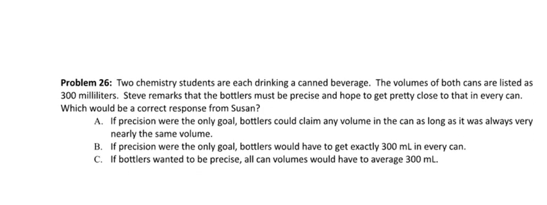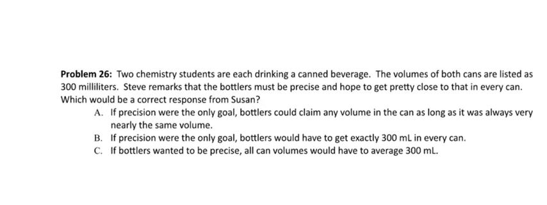Down here it says two chemistry students are each drinking a canned beverage. The volumes of both cans are listed as 300 milliliters. Steve marks the bottlers that must be precise and hopes to get pretty close to that in every can, which would be a correct response from Susan. If precision were the only goal, the bottlers would claim any volume as long as it was always very nearly the same. If the bottlers want to be accurate, all can volumes would have to average 300.